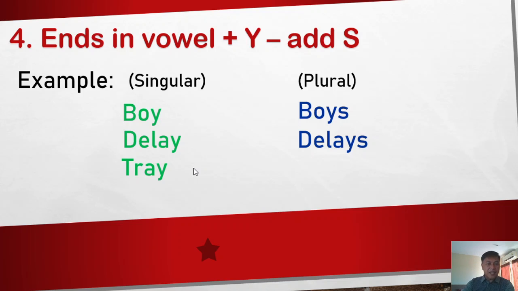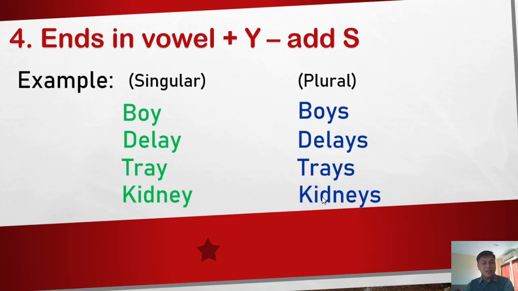Tray. Again, look at the end of the word. A and Y, so vowel plus Y. That becomes trays. Next example is kidney. The end of the word is E and Y. Since E is a vowel plus Y, that becomes kidneys.